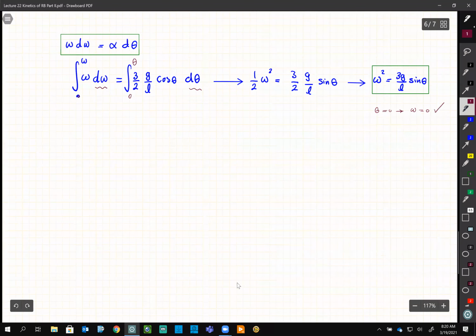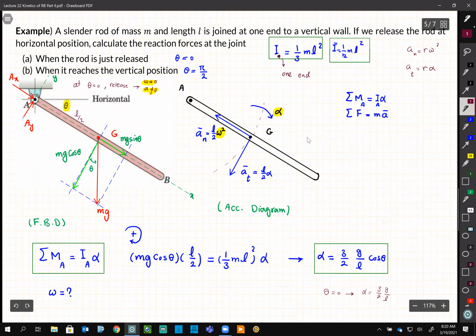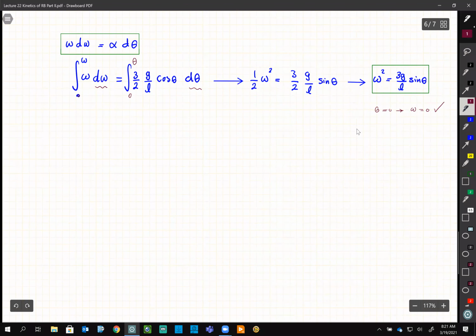So keeping that in mind, let's continue solving the problem. We successfully found omega. We have alpha and we have omega. It means, let's move back to the slide here, our diagram here now, we know everything about this diagram, the acceleration diagram. We know alpha, we know omega. So we should be good to use the Euler formula. Let's use the Euler formula. So Euler formula says sum of the forces is equal to ma bar.